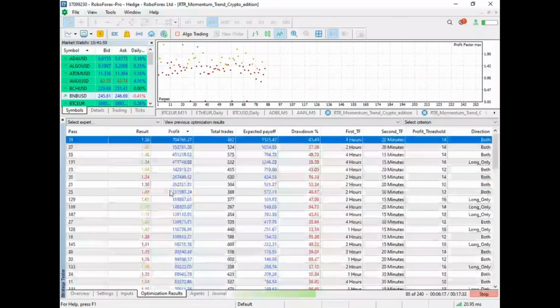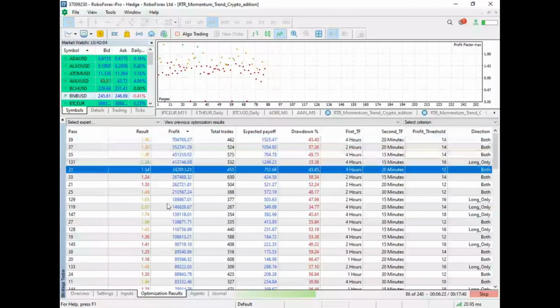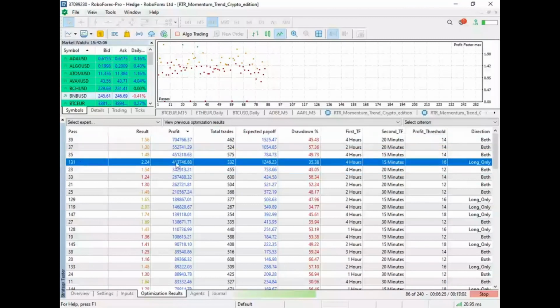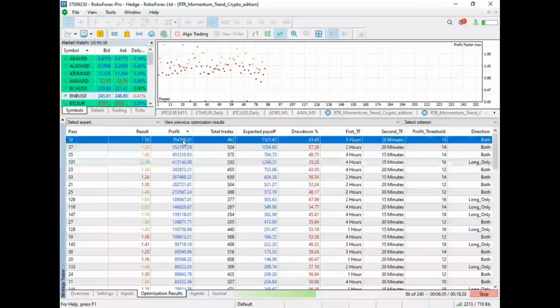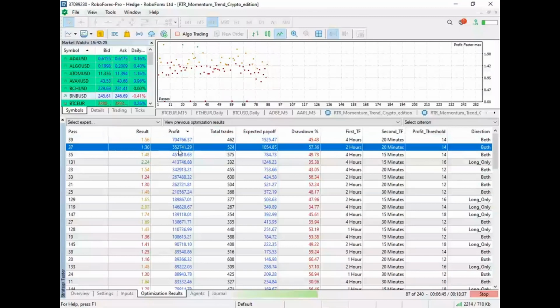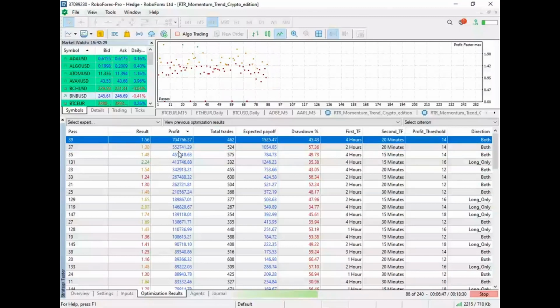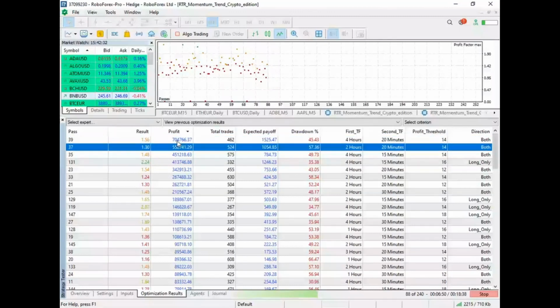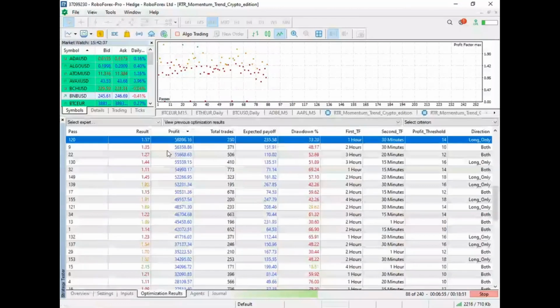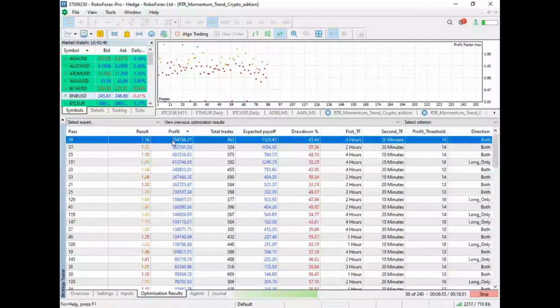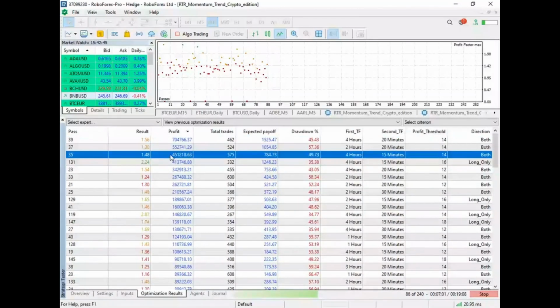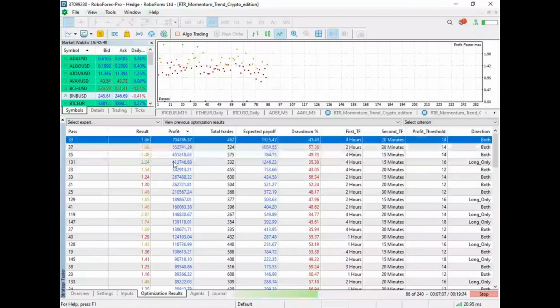Okay, looks like we've got some improved results. Last time I said pass 131 was our top result, but there are 3 more results on top of that now. So the top is $766, which is, call it, 70 times our initial capital of 10,000. Now these tests are only on open prices. This robot is coded on open prices, while a lot of scalping robots are coded on tick.